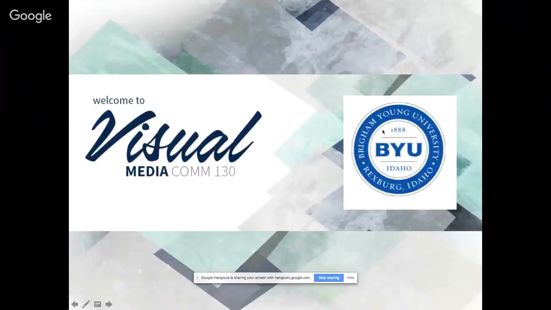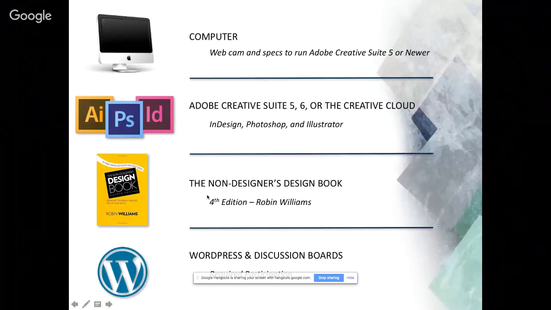And the next thing you're going to need is the Non-Designer's Design book by Robin Williams. Make sure it is the 4th edition, okay? And if you want to know what that looks like, here's a visual of what it looks like. You want to make sure to get this ASAP, because we're going to be diving right into it really fast, and we're going to be covering laying a good solid foundation of understanding before we dive into our projects, okay? So be sure you get that book, Non-Designer's Design book, 4th edition, Robin Williams, all right?